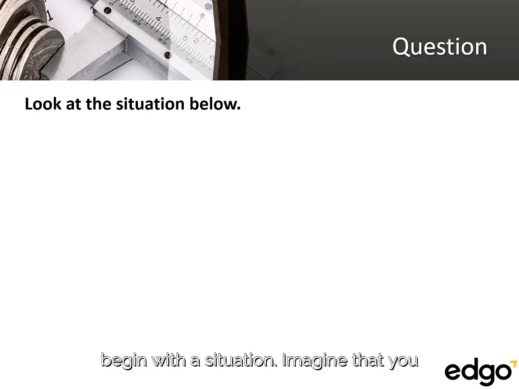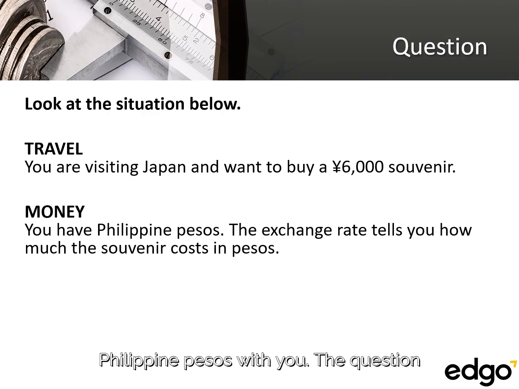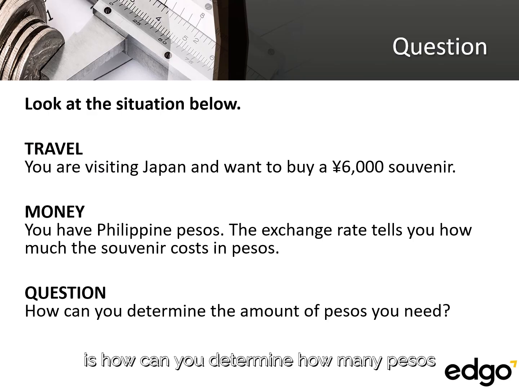Let us begin with a situation. Imagine that you are visiting Japan and you want to buy a souvenir that costs 6,000 yen. You have Philippine pesos with you. The question is, how can you determine how many pesos you need to buy the souvenir?